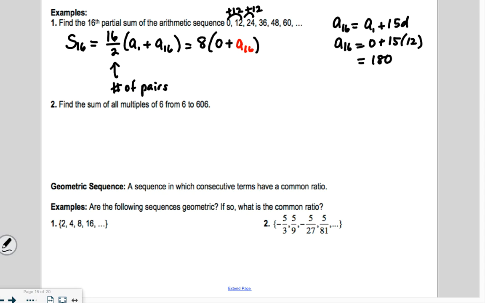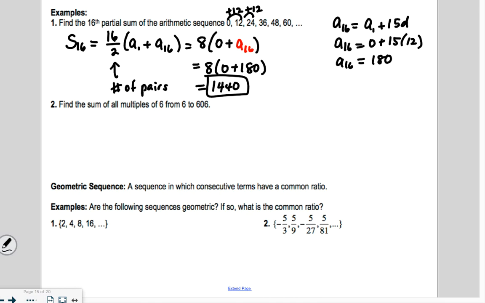So then I go back, and I'm like, okay, I have my 16th term now. So I have 8 times 0 plus 180. So I end up getting 1440. And that's my answer. Make sense?